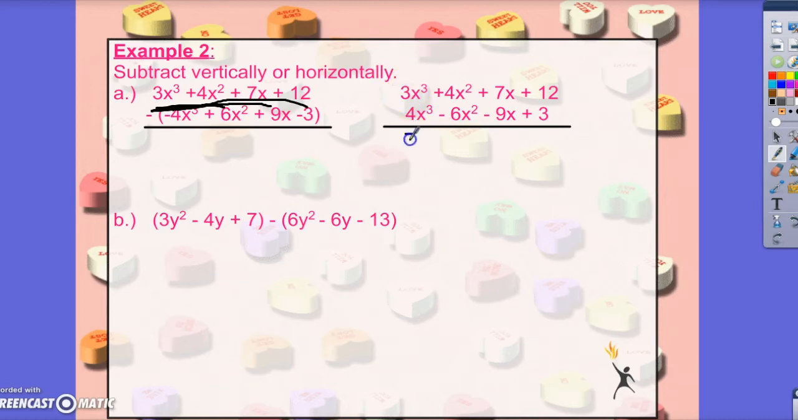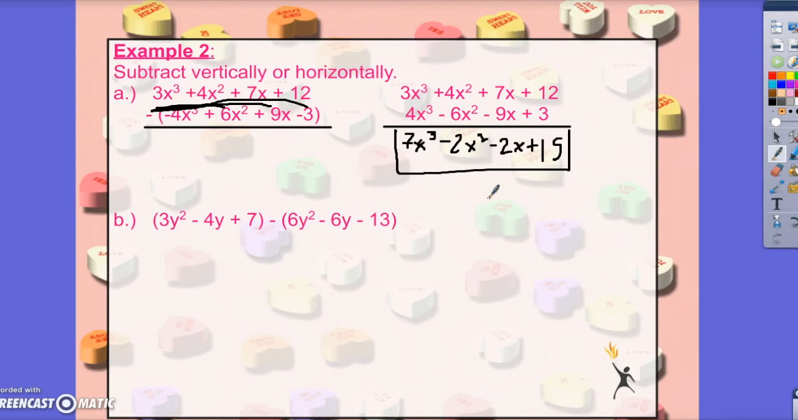3 plus 4 is 7, x cubed. 4 minus 6 is negative 2, x squared. 7 minus 9 is negative 2, x. 12 plus 3 is 15. That's my answer. So 7x cubed minus 2x squared minus 2x plus 15.